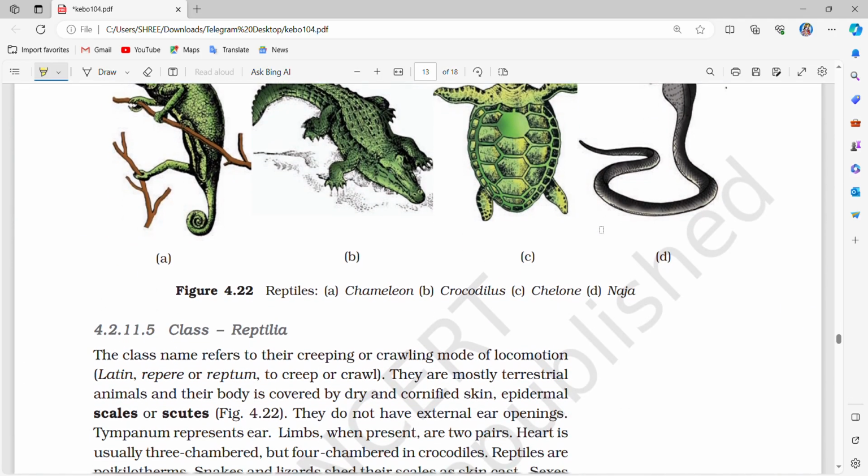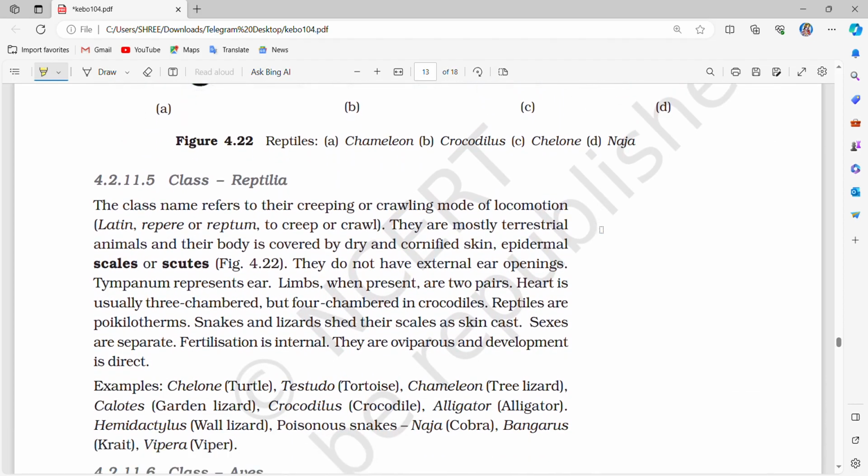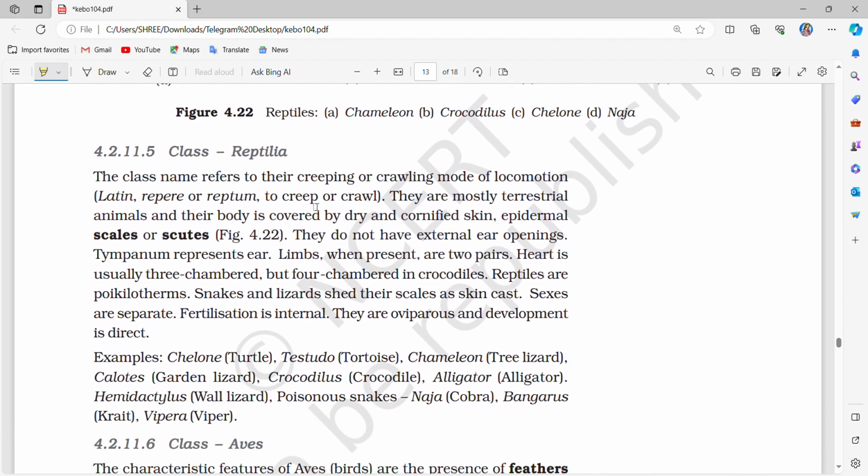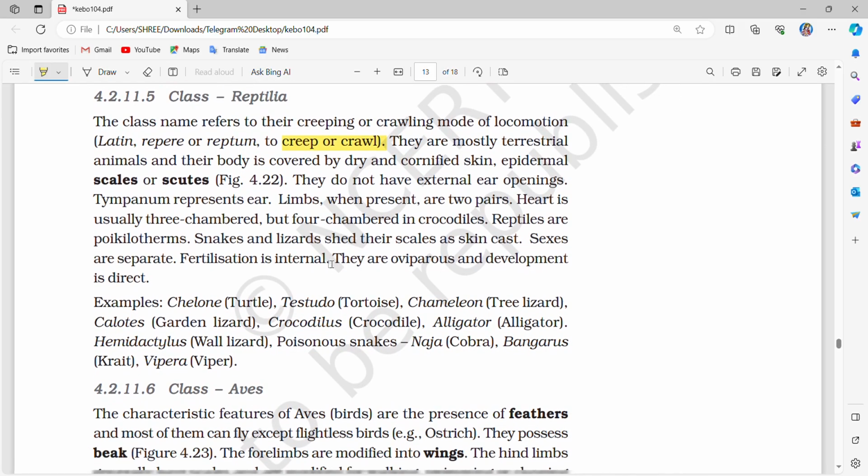4.2.11.5 Class Reptilia. The class name refers to their creeping or crawling mode of locomotion, Latin repere or reptum, to creep or crawl. They are mostly terrestrial animals and their body is covered by dry and cornified skin, epidermal scales or scutes, Fig 4.22. They do not have external ear openings. Tympanum represents ear. Limbs, when present, are 2 pairs.